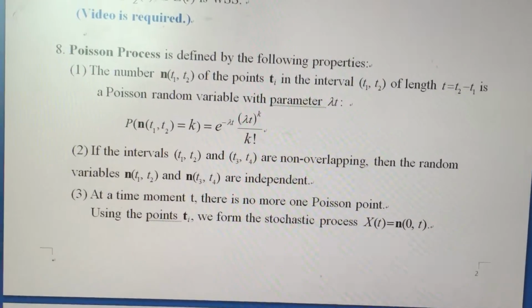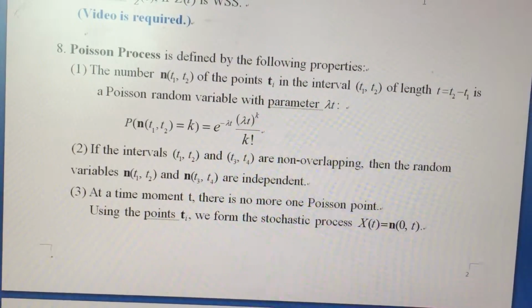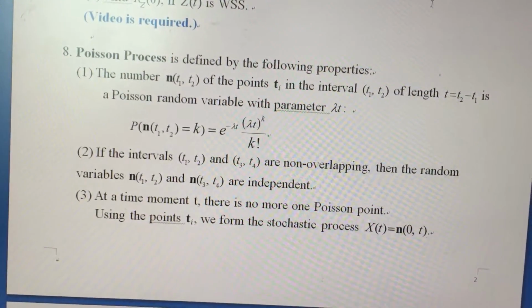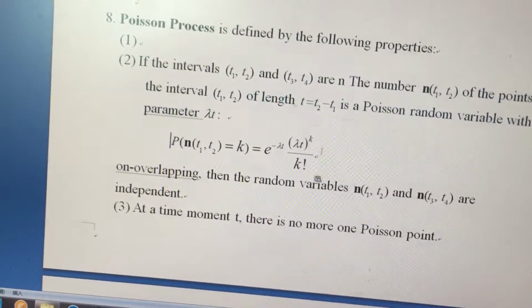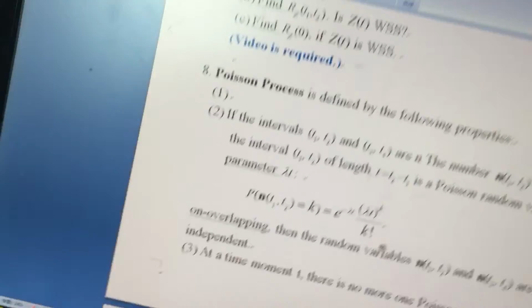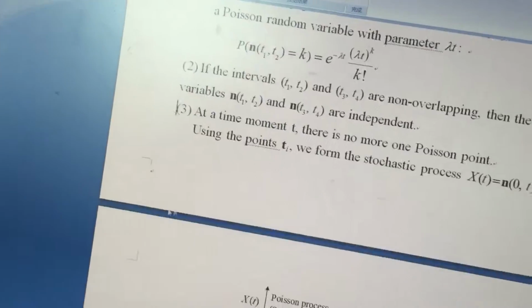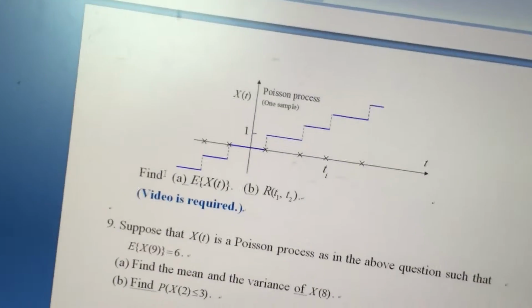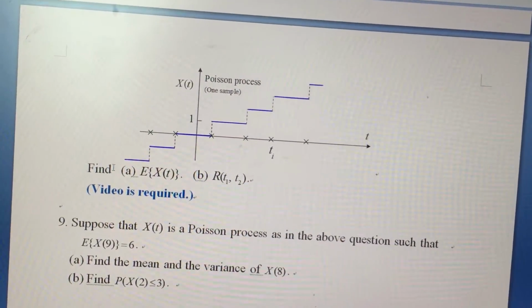For question 8, the Poisson process is defined by the following properties. We are given these properties and the graph. So we need to find E[X(t)].